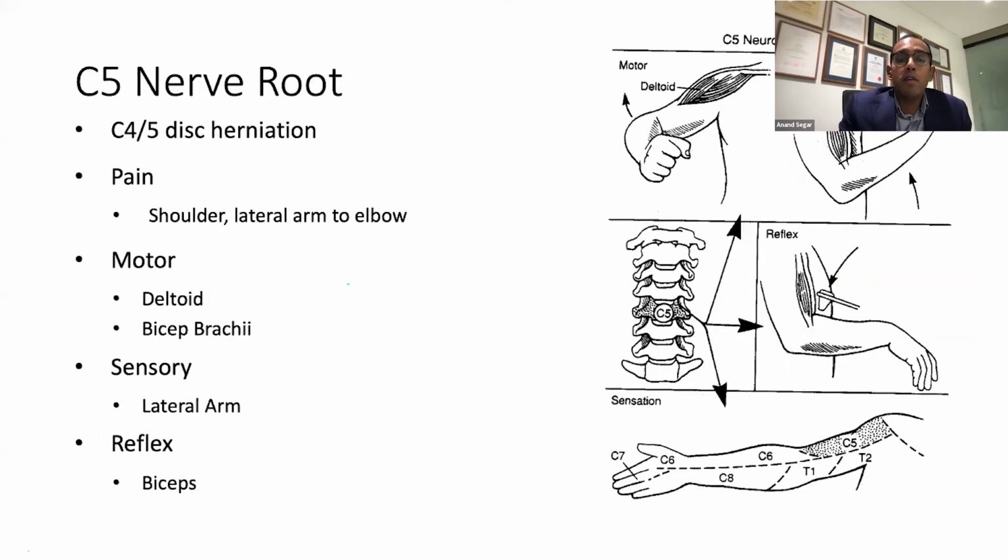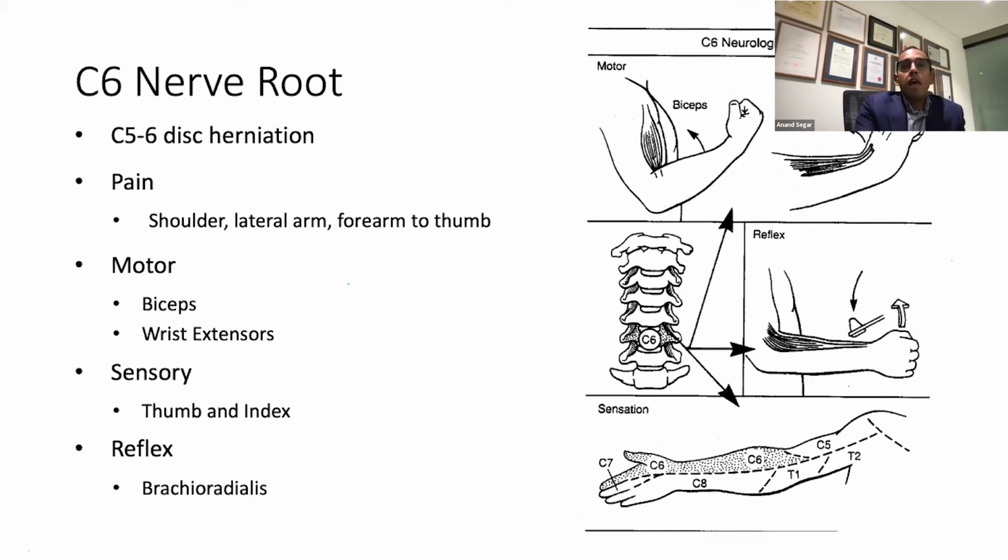So if we look at the nerve root signatures, the C5 nerve root, the C4-5 disc, they get shoulder pain down to the elbow, not below the elbow. They get weakness in biceps and deltoid, and they get altered sensation along the lateral arm. They lose their biceps reflex if severe. C6 nerve root, they get pain down the lateral arm and the lateral forearm to the index finger and the thumb. And these diagrams often miss it.